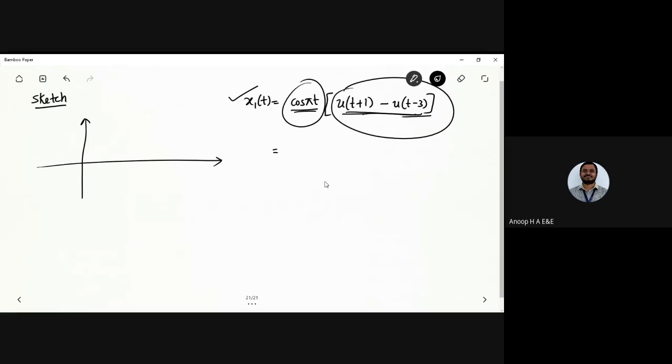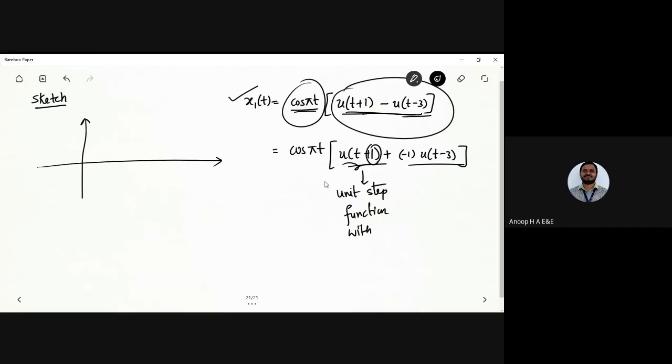Okay, so now you have the subtraction operation being performed here. So how can I rewrite this? I can rewrite it as cos of pi t times u of t plus 1 plus of minus 1 u of t minus 3. Okay, so this is how I can write it. So what I can expect is this signal here is a unit step function. It's an advanced signal. Okay, so it's an advanced signal.